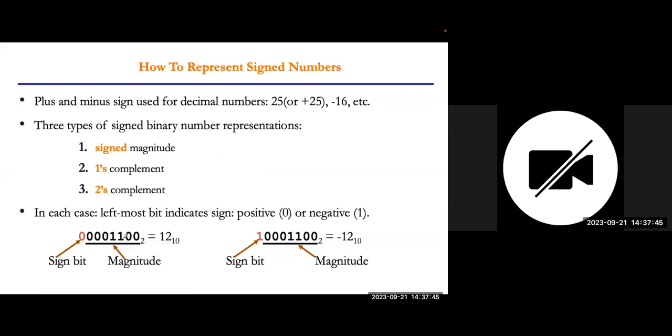So the 12 is represented as 1100. The remaining bits are filled with zeros, and the leftmost significant bit is filled with 0, because 12 is a positive number. If you have minus 12, then in the signed binary representation of minus 12, the leftmost bit is 1, since the minus is represented with 1, followed by the actual binary representation of 12, which is 0001100. So this is the first way of signed binary number representation.